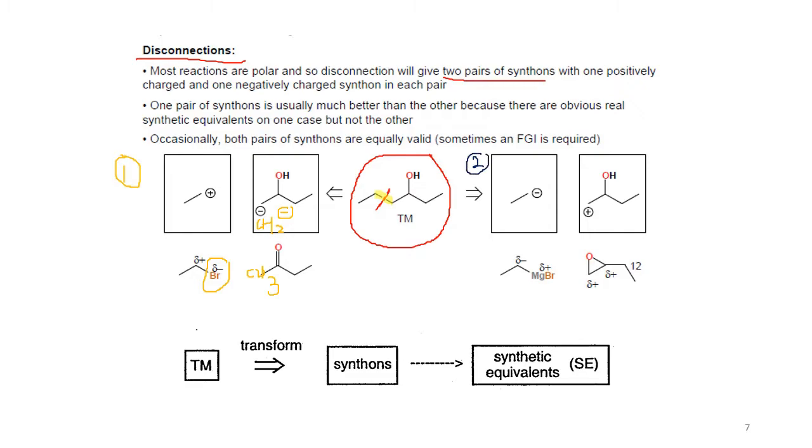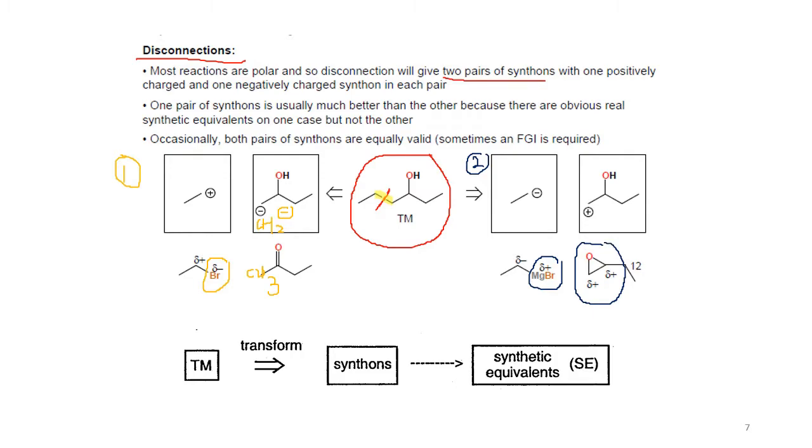Okay, let's take a look at another pair. When we have minus here, this minus can be compensated using MgBr. And then if this is plus, you need something minus, so it will give you an epoxide like this.